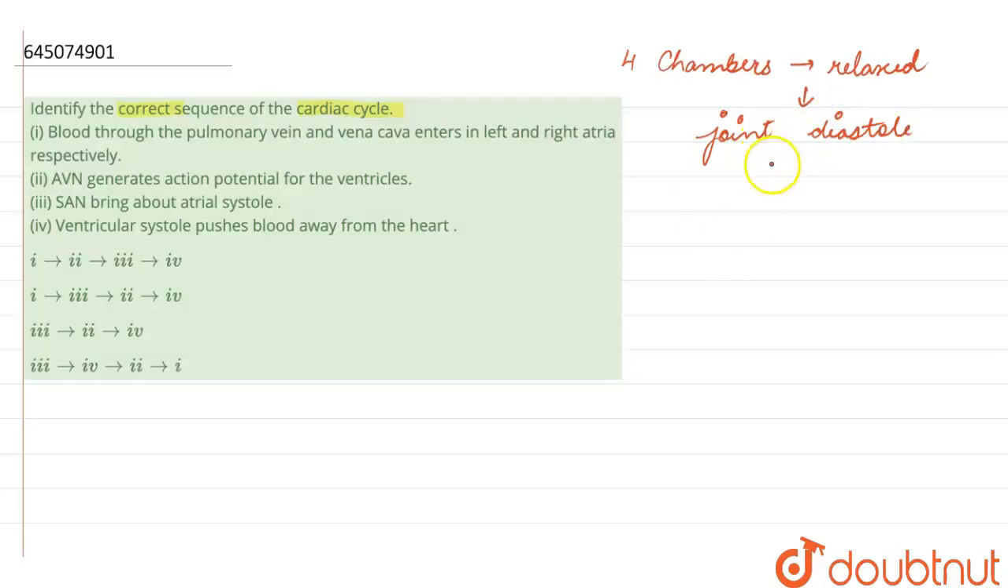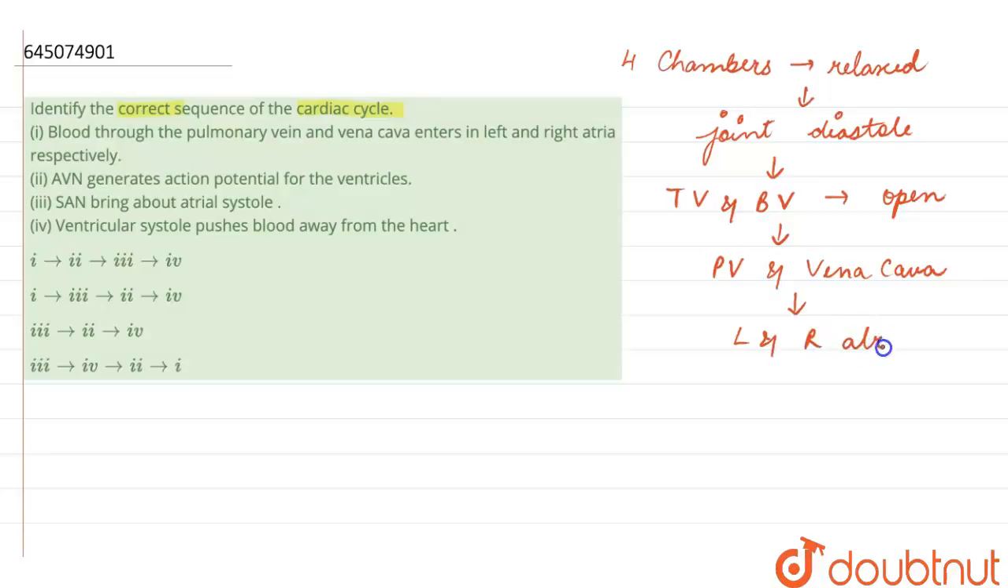During the joint diastole, the tricuspid valve and the bicuspid valve, which are present between the atrium and the ventricles at the right and the left side, are in the open state. So now the blood is flowing from the pulmonary veins and the vena cava to the left and right atrium respectively. During this time, the semilunar valves will be closed.